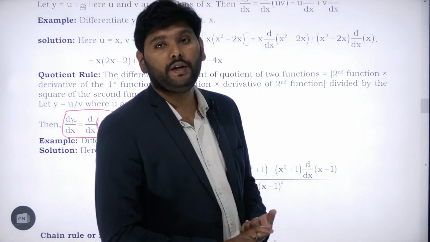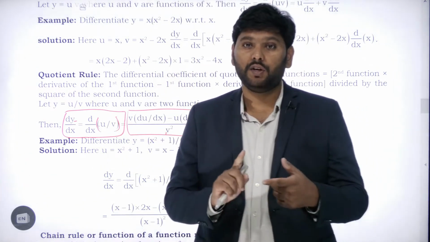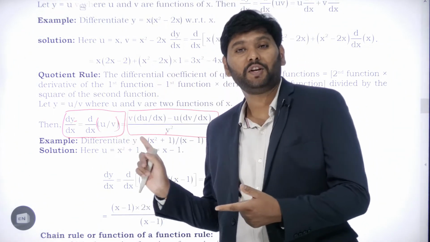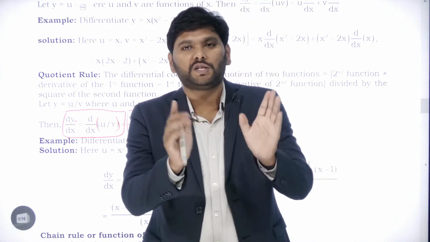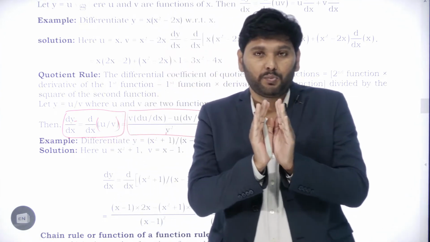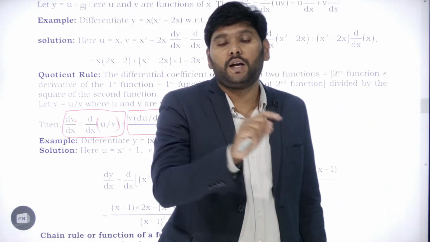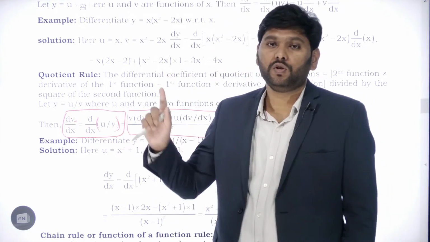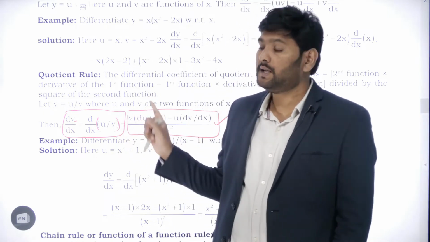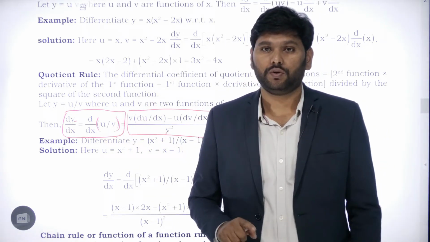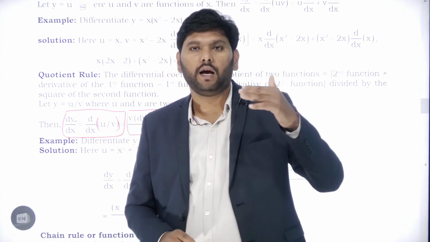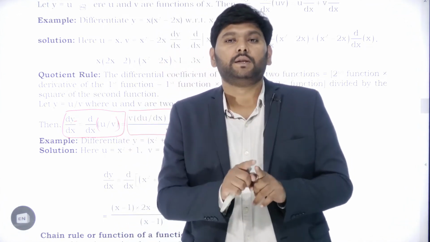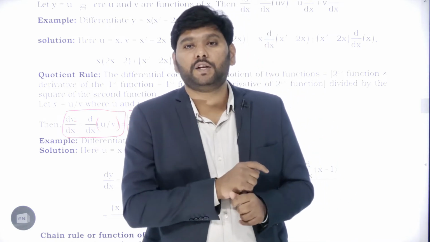Product rule we also did in the last class. That is actually called the uv method, and this is the u by v method. The uv method is nothing but product: when any two functions are in product, to know the differentiation value you use the product rule. Here this is the quotient rule. What is the quotient rule? Any two functions are getting division. Then how to solve the differentiation value?